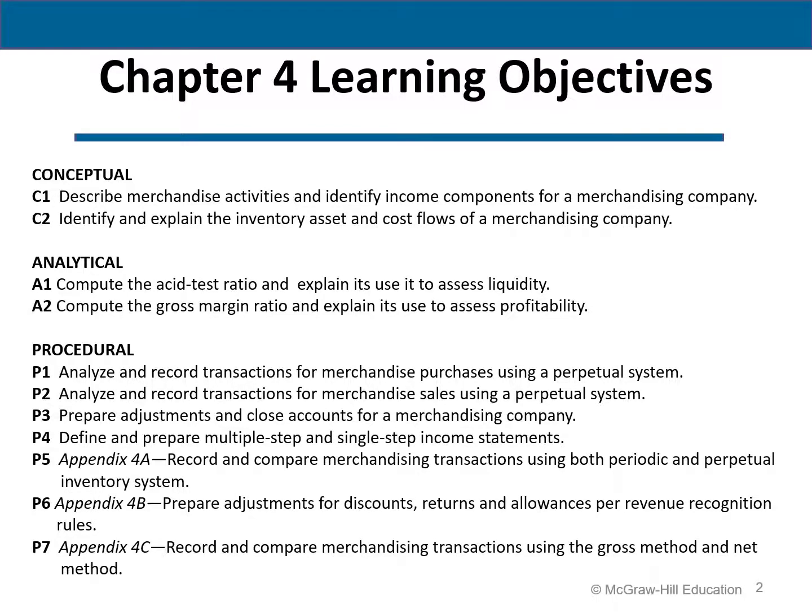All right, so the chapter 4 learning objectives, we're going to learn how the activities of a merchandising company differ from those of a service-based company. We're going to talk about the inventory asset and the cost flows. We'll learn some ratios to analyze the businesses just like we do in every chapter. And then we will analyze and record transactions for merchandising companies using the perpetual system. And we'll look at the difference between multi-step and single-step income statements in this chapter.